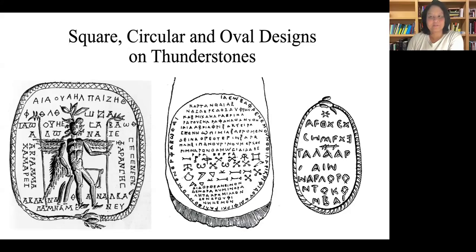Can I just ask a quick follow-up to that? Sure. So do you think the possessors of these would have been able to recognize that these are different languages or different things, as opposed to just, they look different enough, or would they have been able to read these things, do you think?